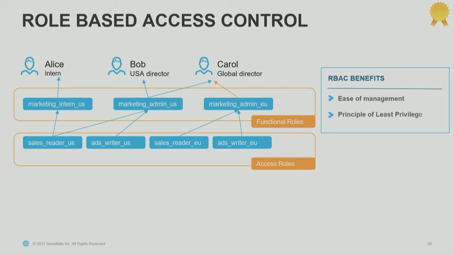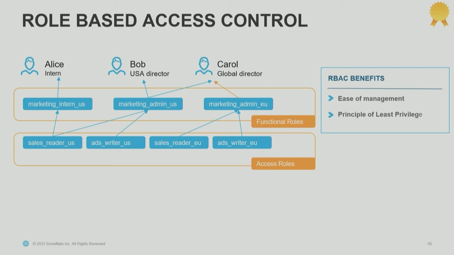We introduced the concept of functional roles and access roles. Access roles are database significant, as we said, and those are used for read-write access to the database objects. Functional roles are mapped to the actual user functions, like analyst, payroll, or what have you. You map the access roles to the functional roles, and then you grant the functional roles to the end user that needs access. That will help you with two things: ease of management, plus it will help you with applying the principle of least privileged access.